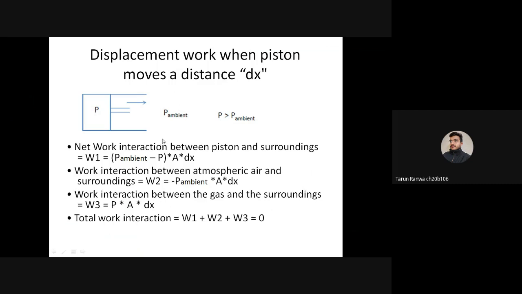So W2 equals minus P external, that is P_amb, times dV, that is A dx. The work interaction between the gas and the surroundings, W3, we can write as P times A times dx, that is P dV. So now we can write the total work: W1 plus W2 plus W3. So the sum of all these is zero.